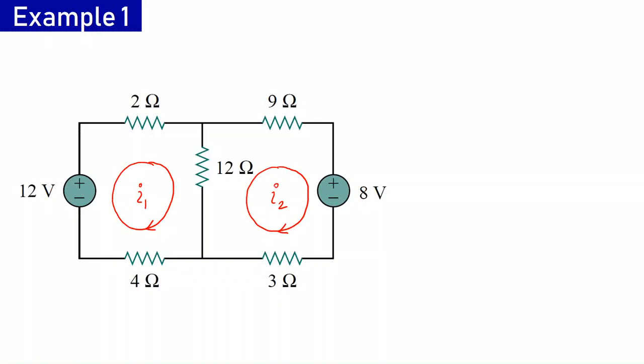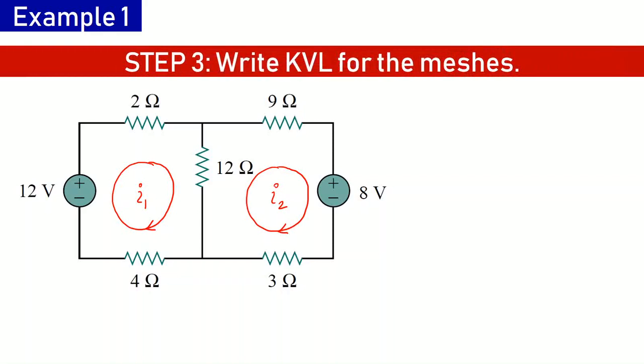Once we have marked the mesh currents, we need to write the KVL equations for these two meshes to obtain the values of these variables I1 and I2. So here we will take rise in potential as negative and fall in potential as positive. So first I'll write the KVL equation for mesh 1.